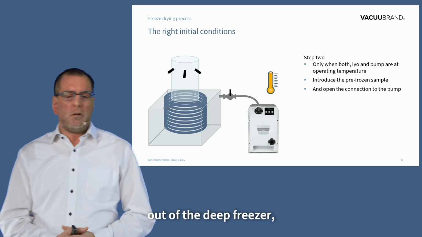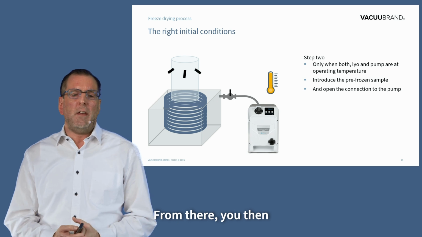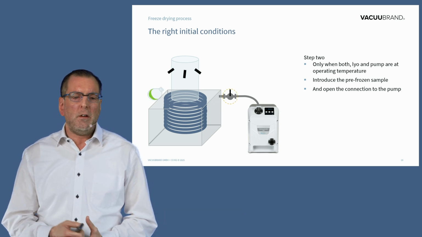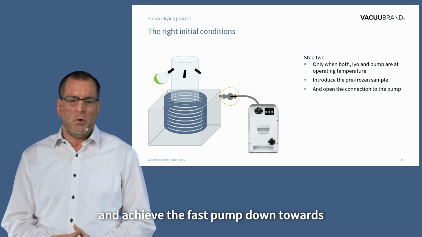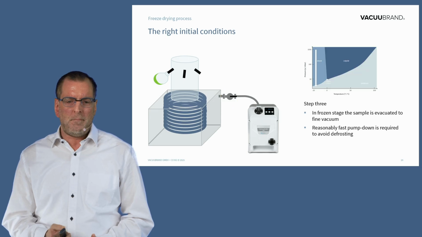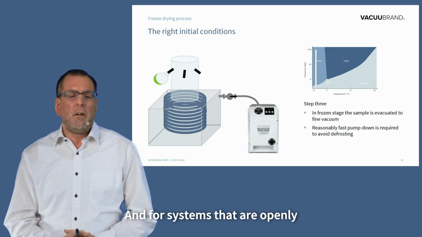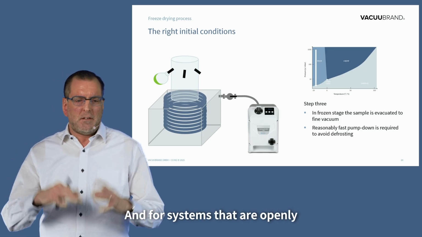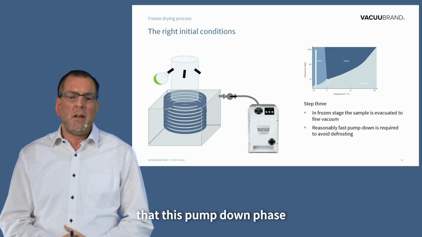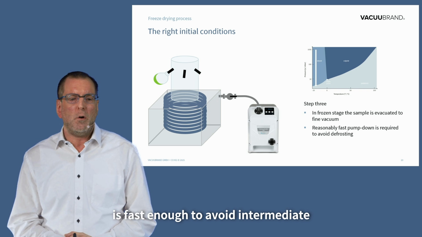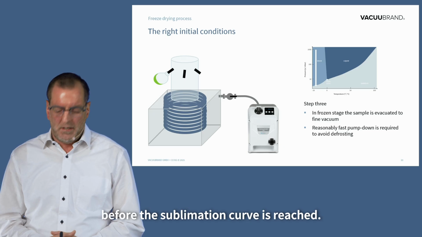Then you take your sample out of the deep freezer and you hook it onto the system. From there, you then open the valve in order to apply the vacuum to the system and achieve the fast pump down towards the sublimation curve. The pressure will be lowered, and for systems that are openly positioned in a lab, you have to pay attention that this pump down phase is fast enough to avoid intermediate melting of the sample before the sublimation curve is reached.